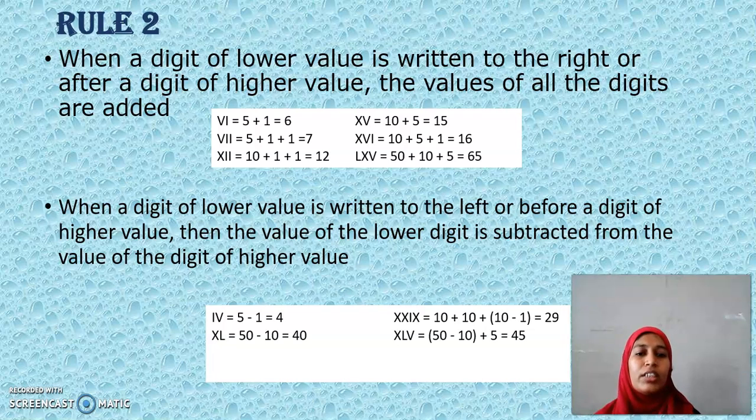Hope you are clear with this rule number 2. And in a rough note you can write all the numbers starting from 1 to 100 for practice. Then you will get used to writing other numbers also.